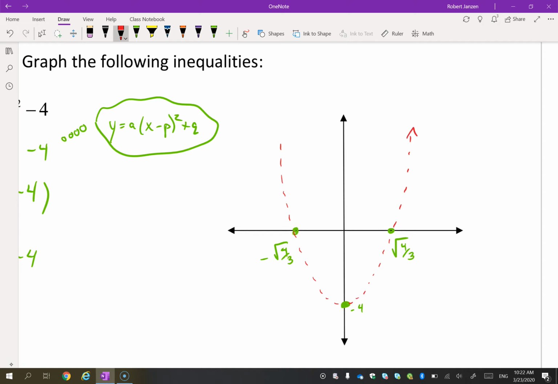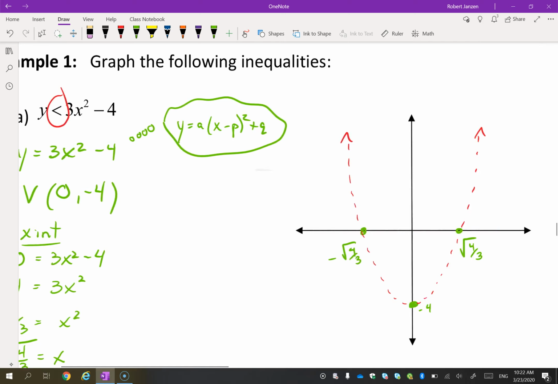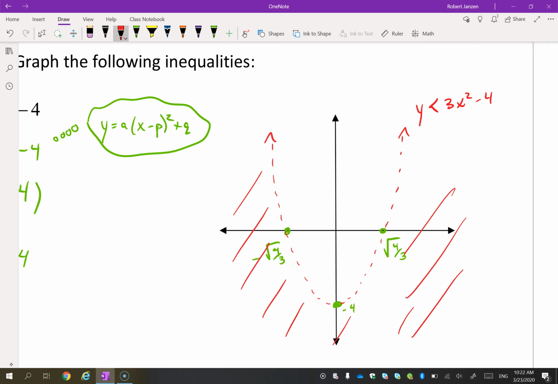What if you drew a solid line by accident on the test? Well, if you do, just put a little arrow saying this is supposed to be dotted. You know, I can accept that. That would be okay. And then we have y is less than. So this is supposed to be y is less than 3x squared minus 4. So less than to me says shade below. So I'm going to shade below here.